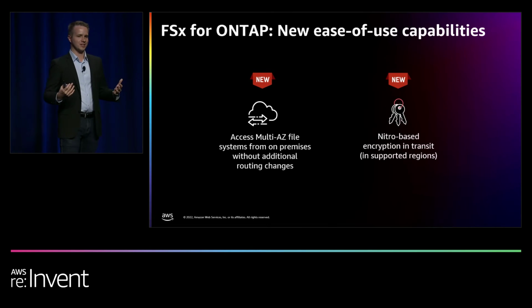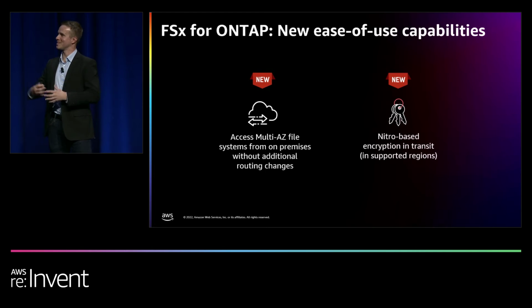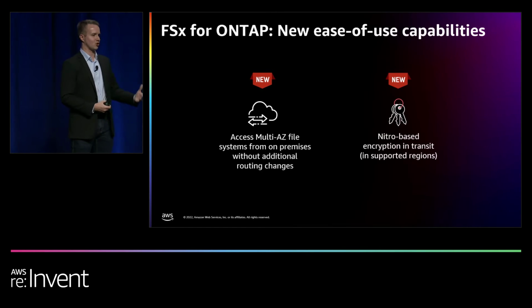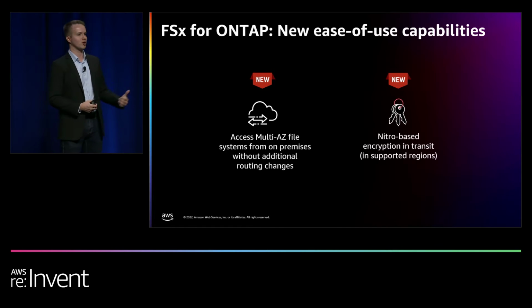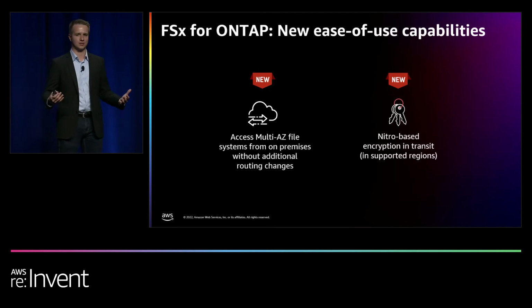Another capability I'm excited to announce is starting today, we now support EC2 Nitro-based encryption in transit in supported regions. What this capability allows you to do is if you're accessing a file system that supports the capability from a Nitro-based EC2 instance, your traffic between your file system and your client is automatically encrypted in transit. This encryption is done automatically. It's done without a performance penalty, and it requires no setup for you to do.